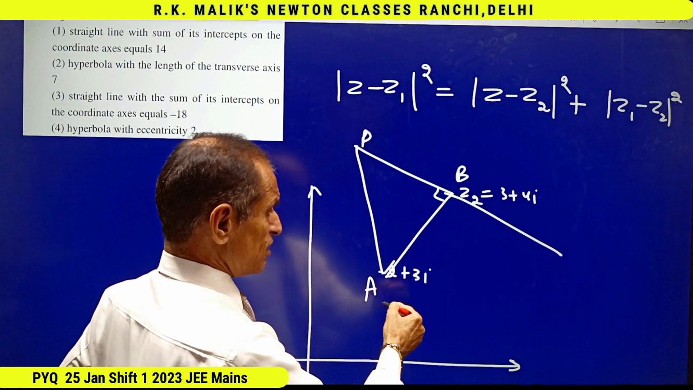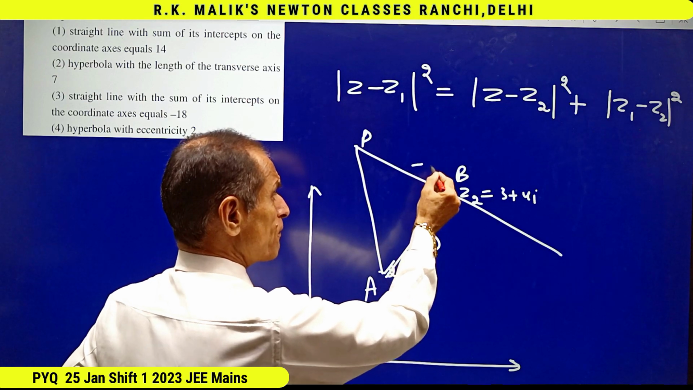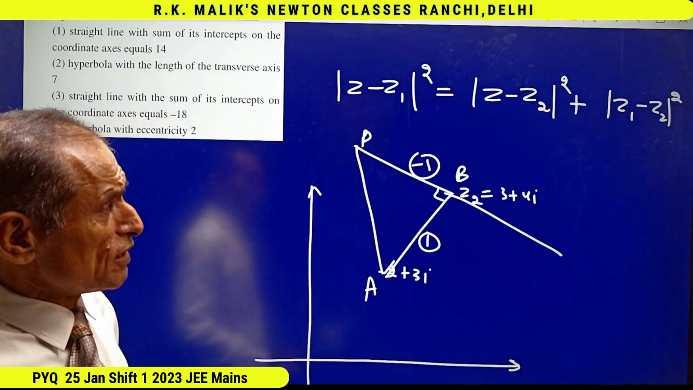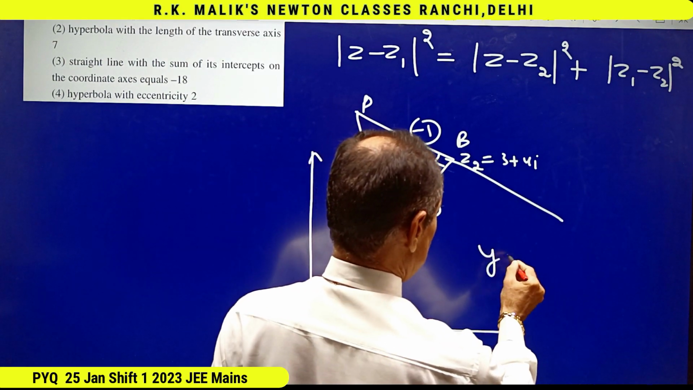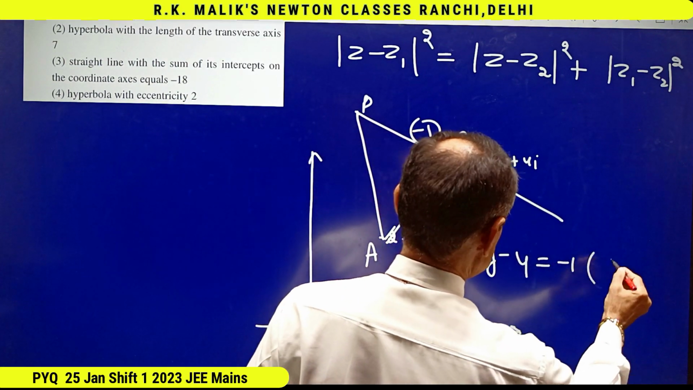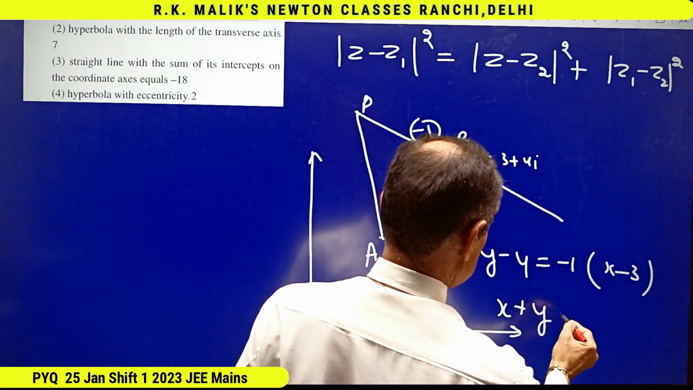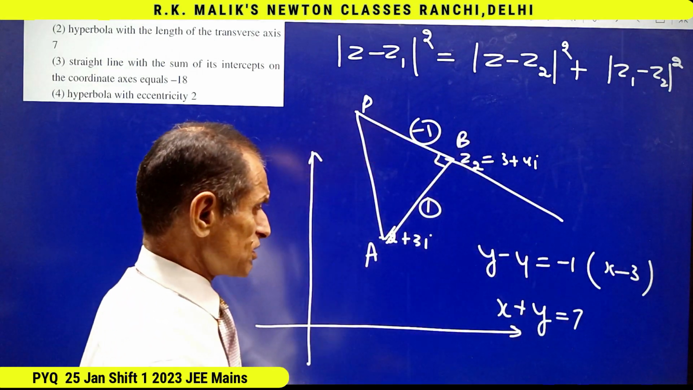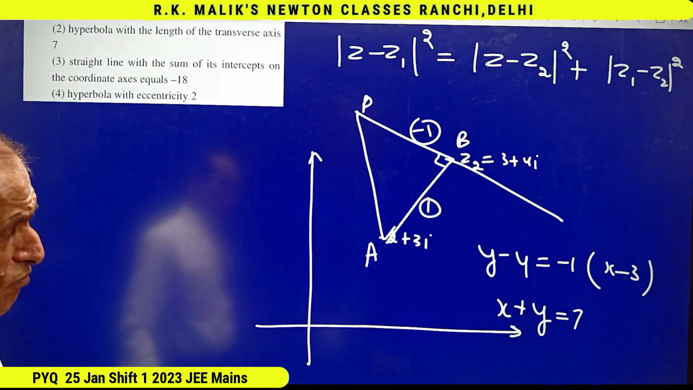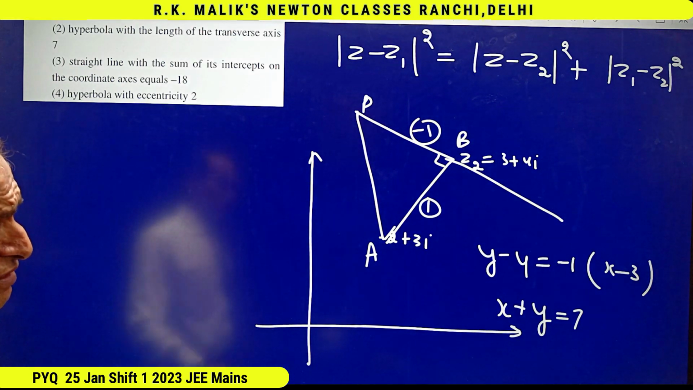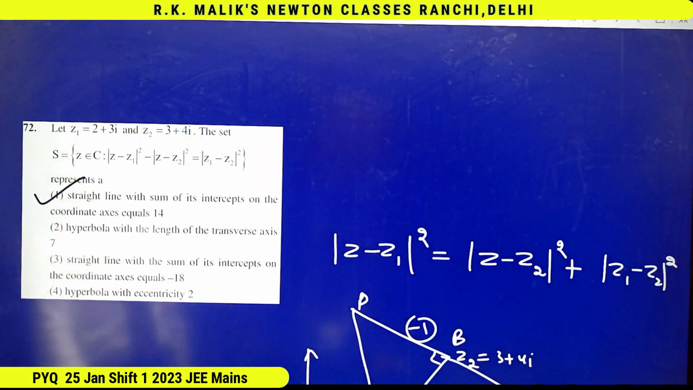This line clearly has slope 1, therefore this line will have slope minus 1, and it is passing through the point (3, 4). Hence the equation of this line will become y minus 4 is equal to minus 1 into (x minus 3), that is x plus y equal to 7 is the equation of this line, and clearly this is the equation of line. As I told in the previous way, this has sum of the intercept equal to 14. Hence I can say first choice is the correct choice.